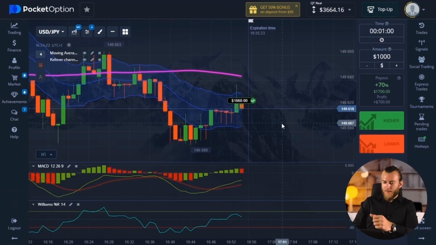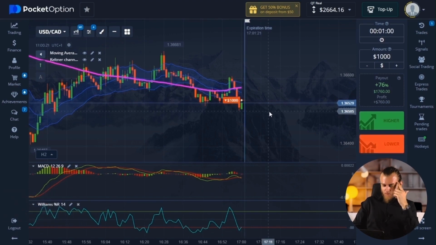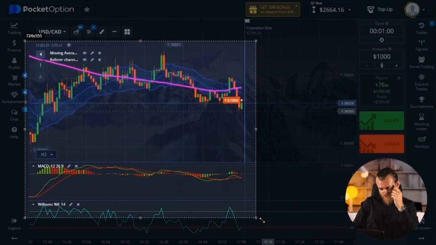$3,664 in cash. Let's try to increase this amount a little bit more. Let's not break the traditions in today's trading. Let's open a deal for a decrease. Such a bearish market sentiment, and I am experiencing it today.